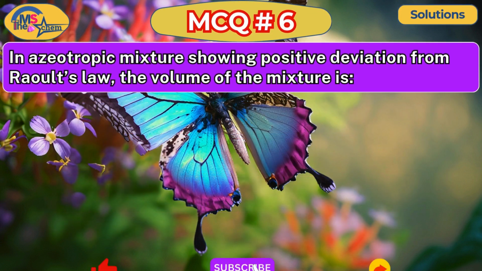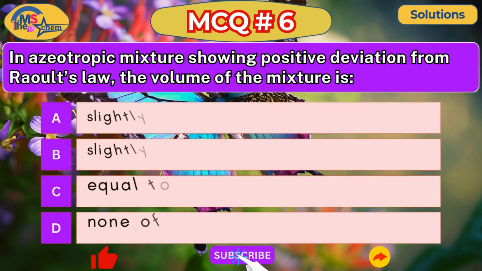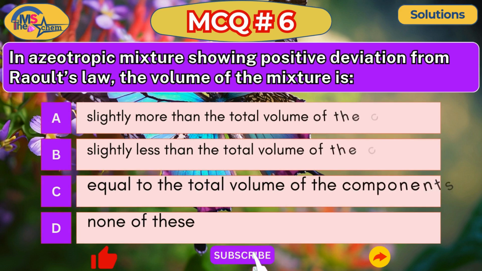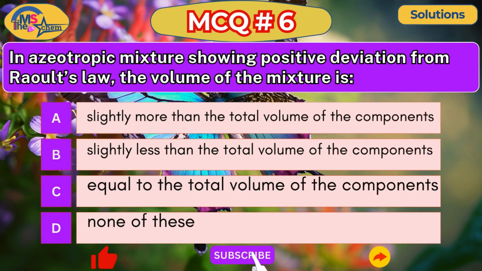And now question 6 is in azeotropic mixture showing positive deviation from Raoult's law, the volume of the mixture is. Here are the four options given. Option A is slightly more than that of the volume of the components, option B is slightly less than the total volume of the components, option C equal to the total volume of the components and option D is none of these options. The true answer to this question is option A slightly more than the volume of the components.